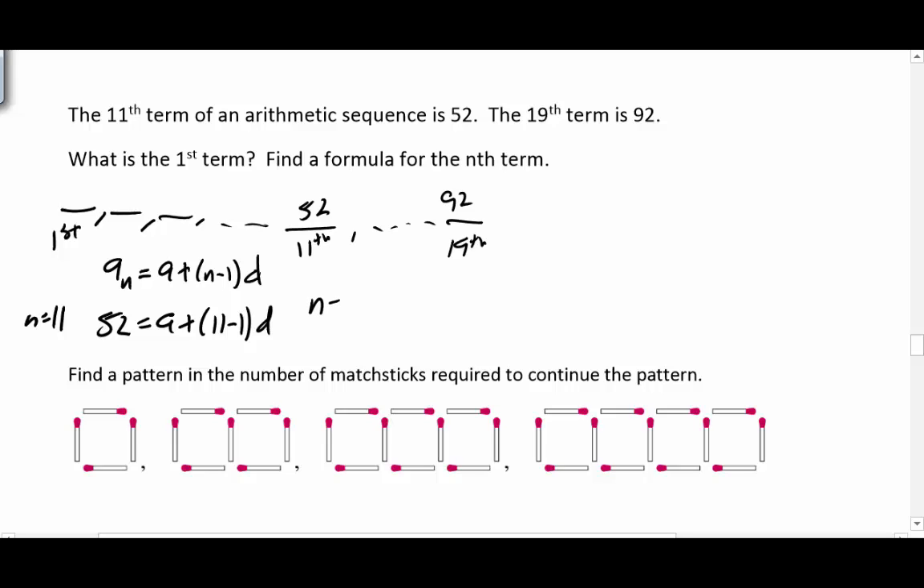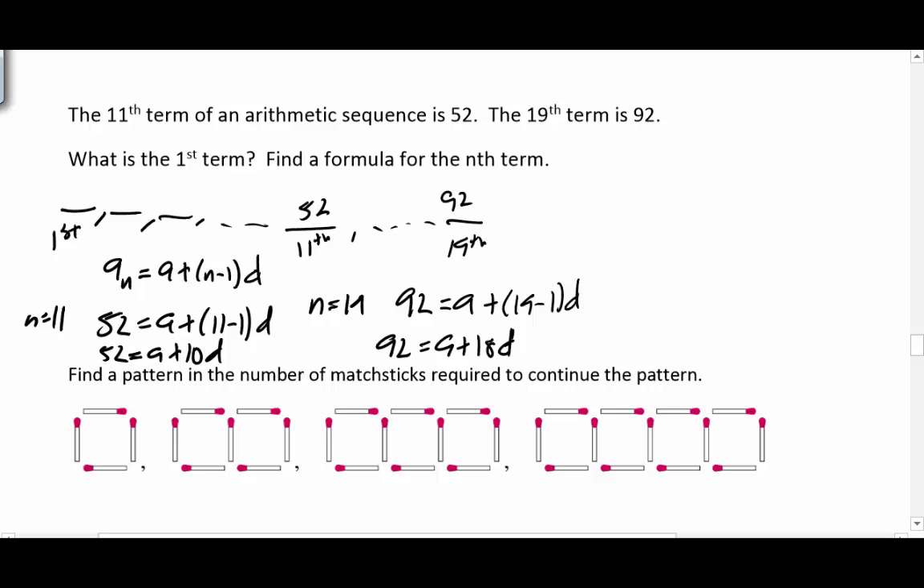Okay. I'm going to fill in the same thing for the 19th number. When n is 19, I get 92 equals the first number plus 19 minus 1 times that common difference. Well, let me simplify that real quick. So that's 52, 11 minus 1 is 10, and this is 92 equals a plus 18d.